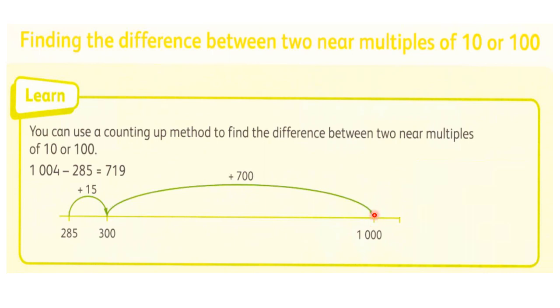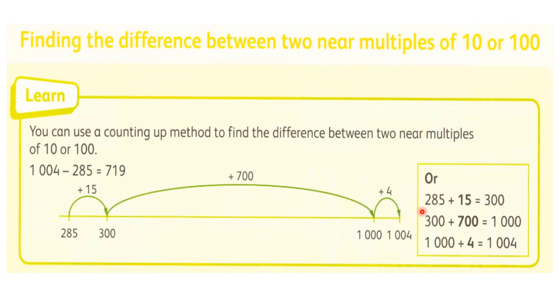Finally, our last jump will be to our larger number, 1004. And this is a jump of plus 4. 15, 700, 4 gives us a difference of 719. We could also write this as follows. 285 plus 15 equals 300. 300 plus 700 equals 1000. 1000 plus 4 equals 1004.